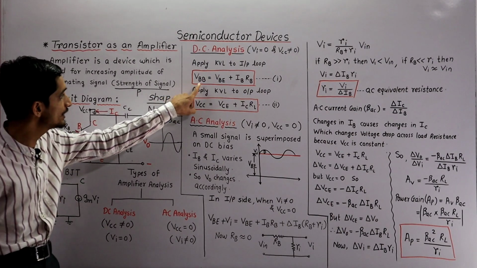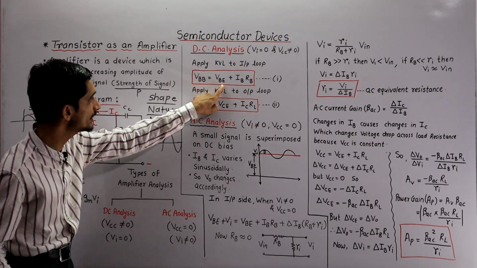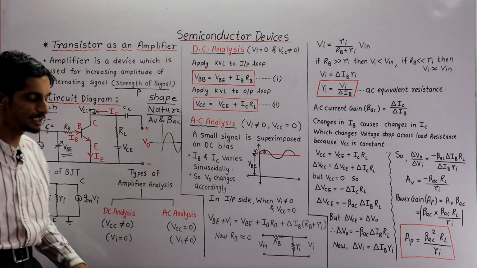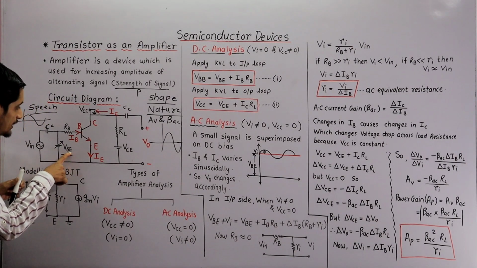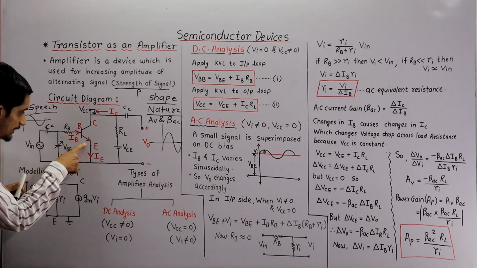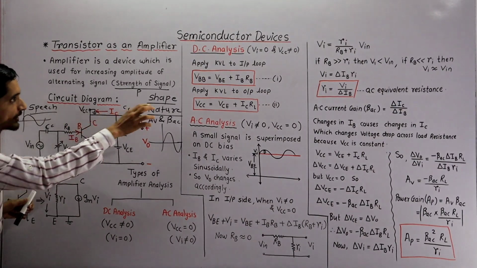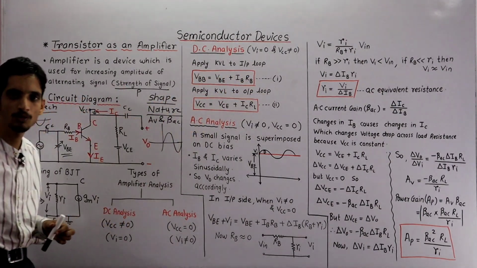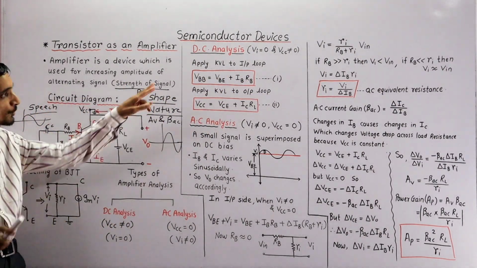So VBB is equal to VBE plus IBRB. Clear? This is VBB equals VBE plus IBRB. That's why this is equation number 1. So from the input side, this is the equation.